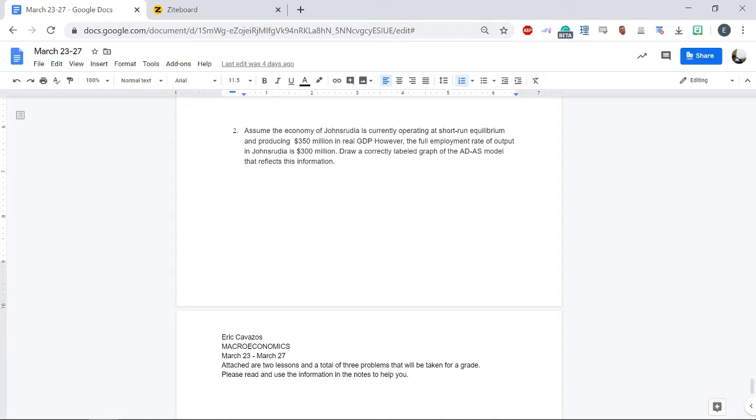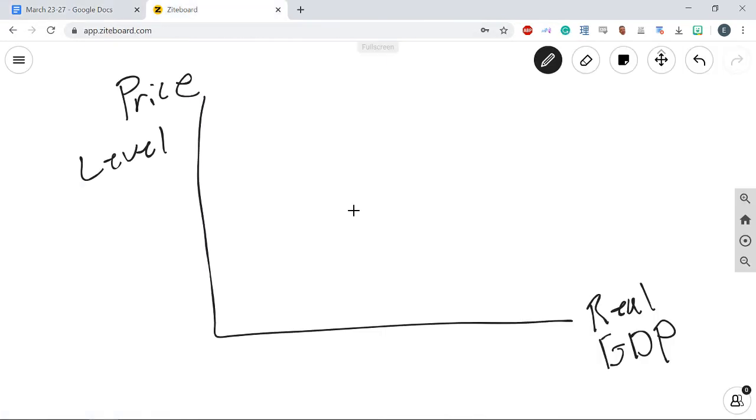We have the short run equilibrium is $350 million, and the full employment rate of output in John Srida is $300 million. The full employment rate of output is kind of an interesting choice of words for this question, but what it's really saying is that in the long run aggregate supply, if we are at our full employment and reaching our full potential, we can make $300 million worth of real GDP.